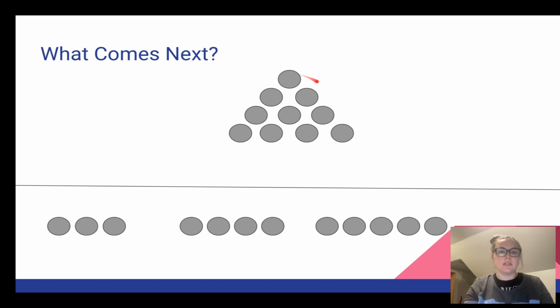And then this is an example of a growing pattern. So you have 1, 2, 3, and 4. So what would come next? Would it be 3? Would it be 4? Or would it be 5? And the answer is 5.